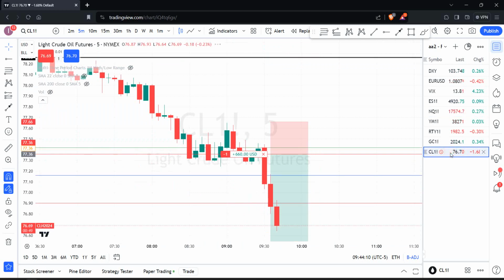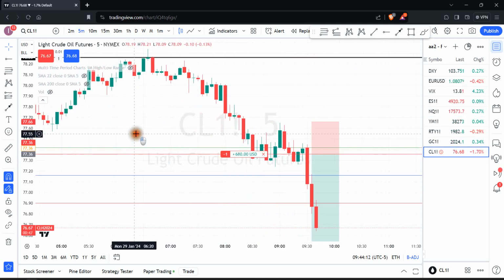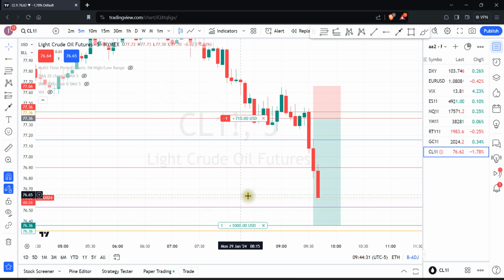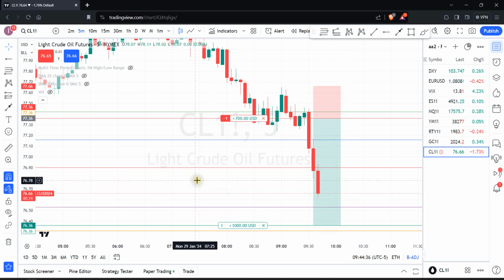Let's go back to oil. So it really seems that it didn't care too much about 618. It's not trying to reverse at all. Seven eight six is the next level. Sometimes price can turn in between 618, 786. That can be a fairly typical reversal area.